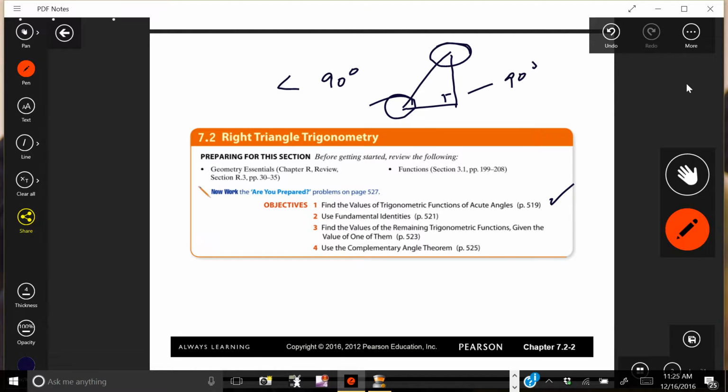We also know that the sum of all the angles is 180 degrees. We're going to use fundamental identities, and if we're given the value of one of the trig functions, we're going to be able to find the values of the remaining trig functions. And then we're going to briefly talk about the complementary angle theorem.